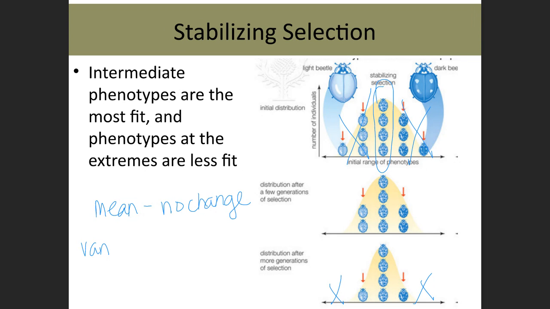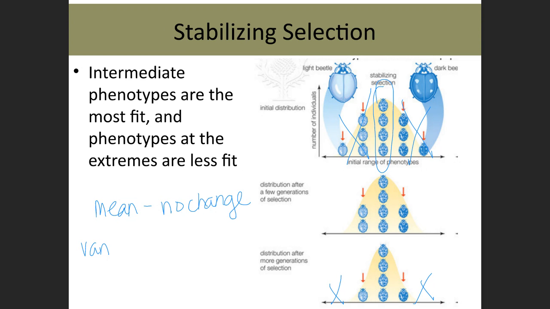A great example of stabilizing selection is actually human birth weight, especially before we had, you know, 21st century medicine. If we think about it, if any of you, go ask your parents how big, or if you are parents, how big were you when you were born? Most human babies are between about 5 to 8 pounds, maybe 6 to 8 pounds, right?